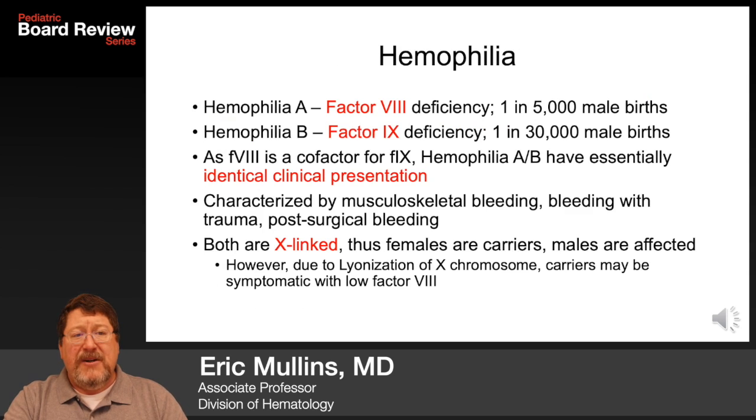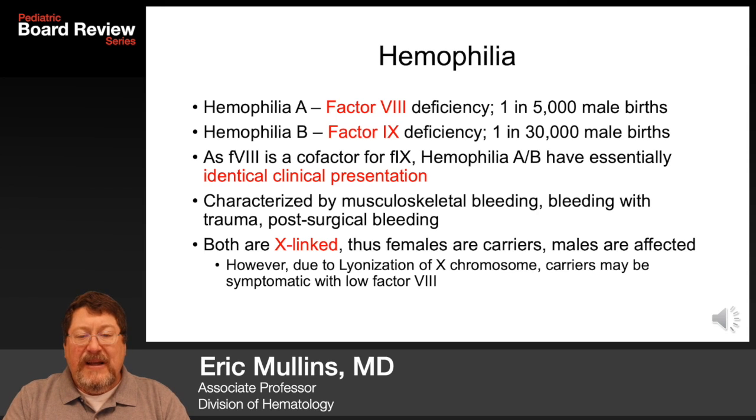And finally, I'm going to spend just a minute or two on hemophilia. Hemophilia A is factor VIII deficiency and occurs at about 1 in 5,000 male births, whereas hemophilia B is factor IX deficiency and occurs in about 1 in 30,000 male births. So hemophilia A is a lot more common than hemophilia B. They're both called hemophilia because factor VIII is a cofactor for factor IX, and essentially they have an almost identical clinical phenotype and presentation. So just by their symptoms alone, it's often impossible to determine if a patient has hemophilia A or hemophilia B. So you need to do the lab work to definitively characterize that.